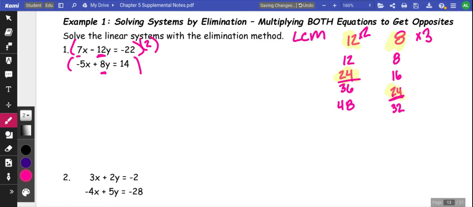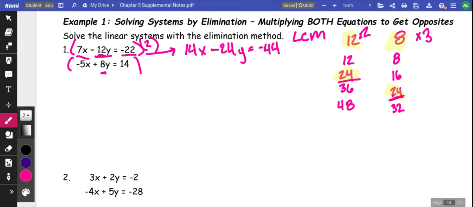So I'm going to have each one of these terms, 7x, negative 12y, negative 22. I'm multiplying each one by 2. Okay, so 2 times 7x, that's going to be 14x. 2 times negative 12y, that's going to get me negative 24y. And then 2 times negative 22, that's going to be negative 44. Okay, so when I multiplied by 2, I ended up with this equation right here.